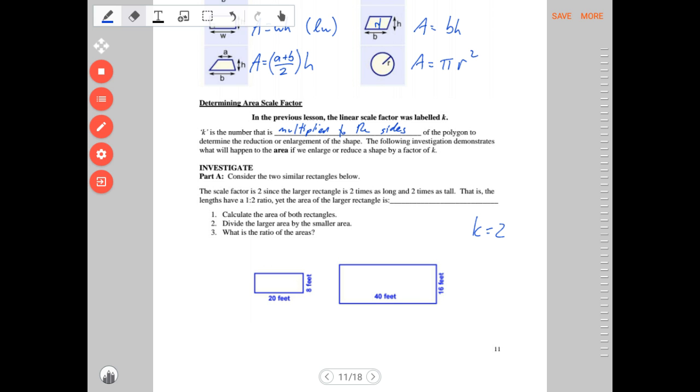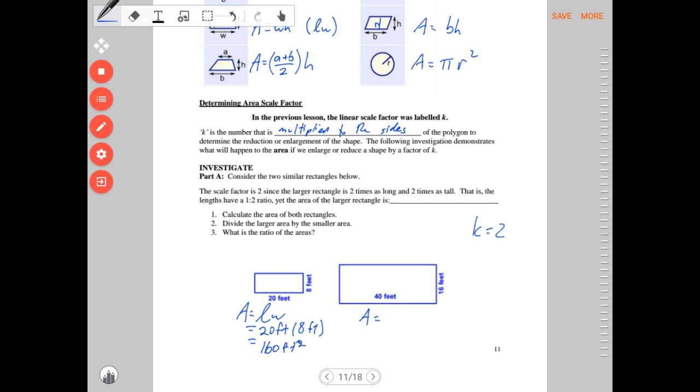Just erase that really quick. Okay, great. Calculate the area of both rectangles. Well, that's easy enough. So area, we said, was length times width. So 20 feet times 8 feet. When we multiply that out, we get 160 square feet. So remember, that's feet squared. Wow, that's really bad writing. I'm so sorry. So 160 square feet.